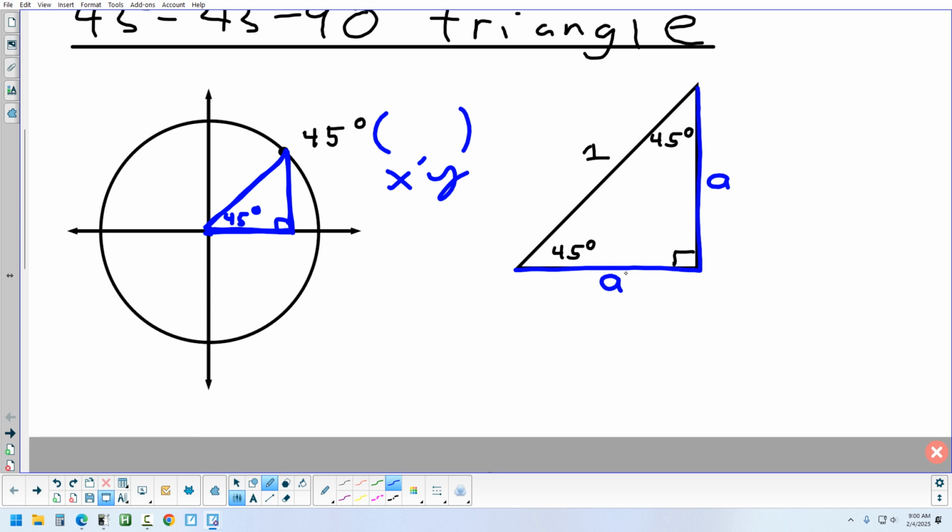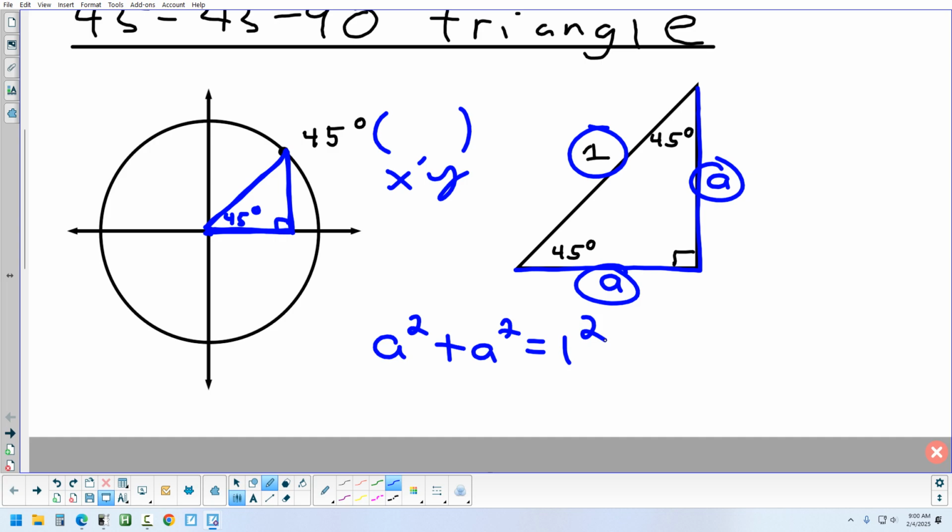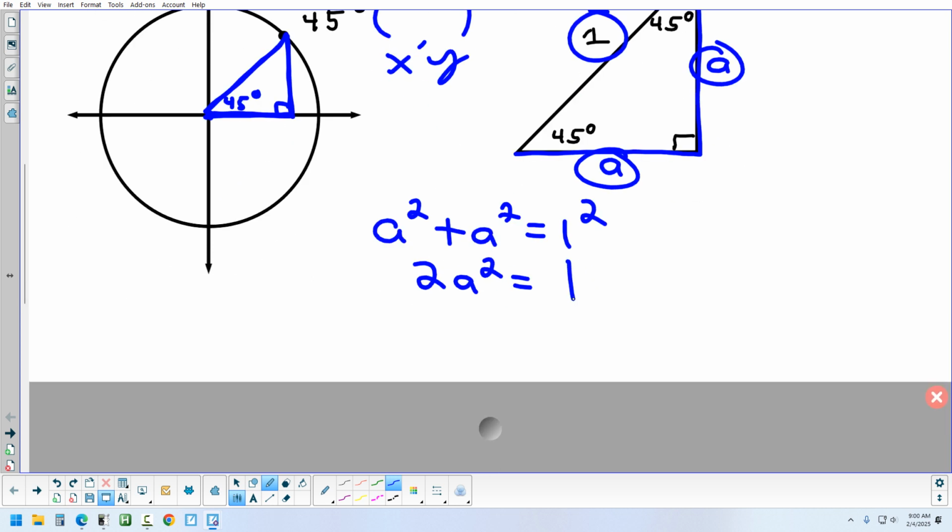Okay. How would I set up my Pythagorean theorem using those three values? A squared plus A squared equals 1 squared. Okay. If I have a squared plus a squared, how many a squareds is that? 2. I have 2 of the a squareds. And let's simplify the right side. What's 1 to the second power? 1. We get 1. All right. What would be the next thing I could do to start to get a squared by itself? Divide by 2.